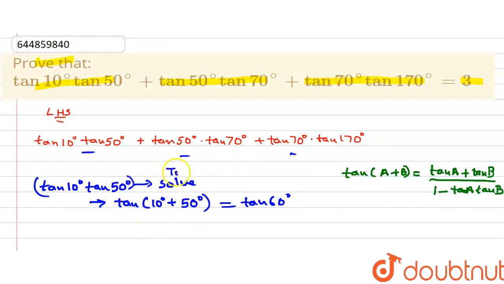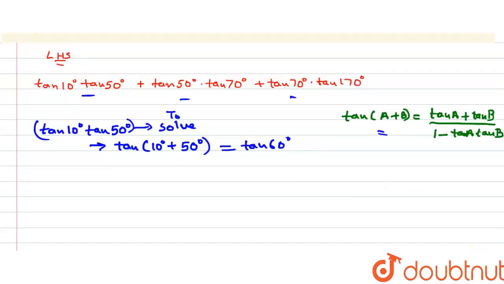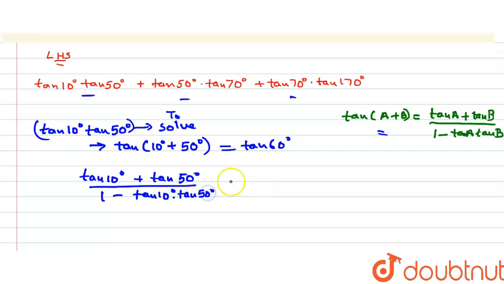To solve it, we will take first tan of 10 degree plus 50. We know that it is tan 60. So let us use the formula to expand this. Here I will have tan 10 degree plus tan 50 degree divided by 1 minus tan 10 degree into tan 50 degree, and that is equal to tan 60 degree. And we know that tan 60 is root 3. So let us write down the direct value, that is root 3.